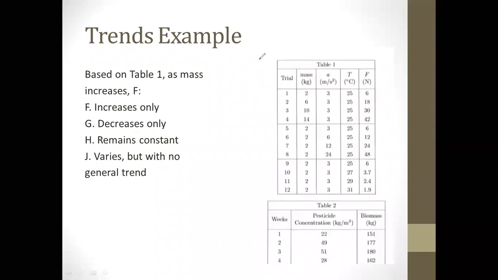So in this one, we have table 1. Mass increases and F. So going to table 1, we want to look at where mass is increasing. That's in trials 1 through 4. We wouldn't want to look at trials 5 through 12 because mass is not increasing in those trials. And then we want to see how F is responding. So we go over to F and we see it's also increasing. So we would have answer F.